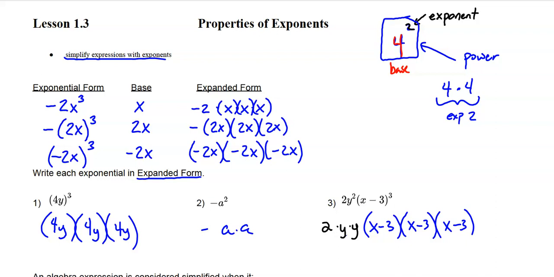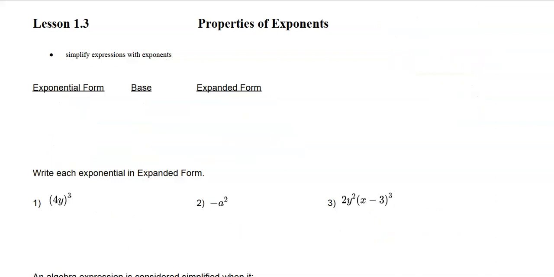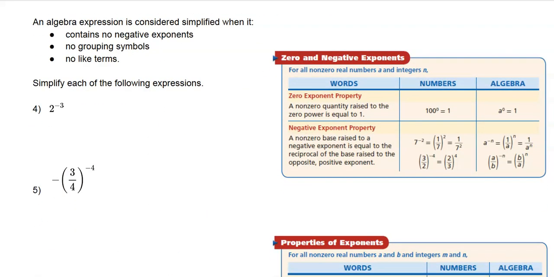We don't really use expanded form a whole lot, just because it's easier to use exponents. So the first couple of rules I want to give you deal with 0 exponents and negative exponents. 0 exponents are usually pretty easy. It basically says that anything raised to the 0 power is equal to 1.